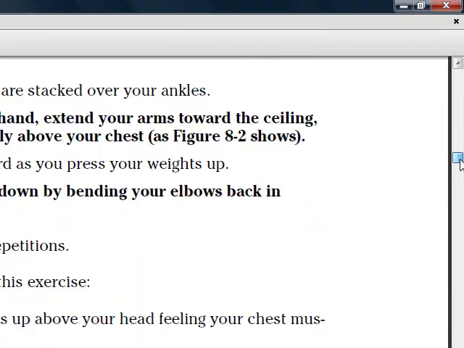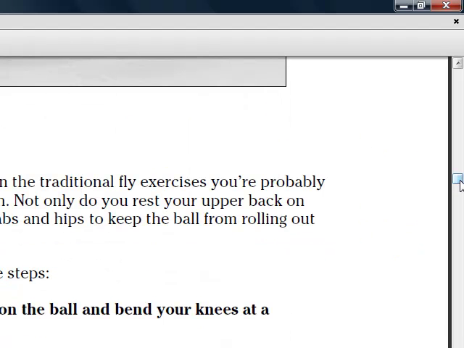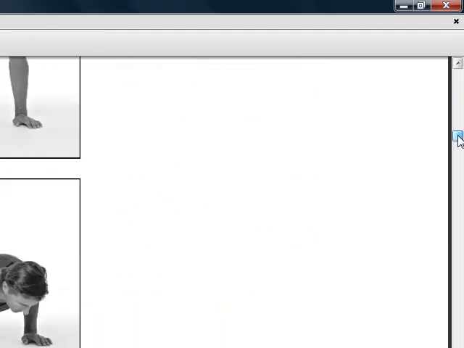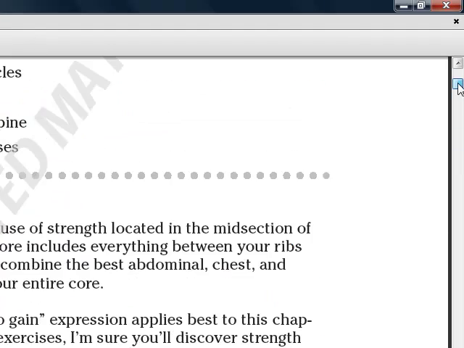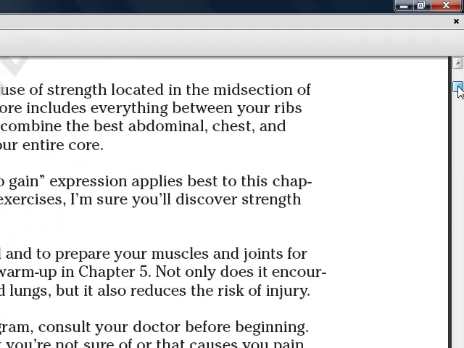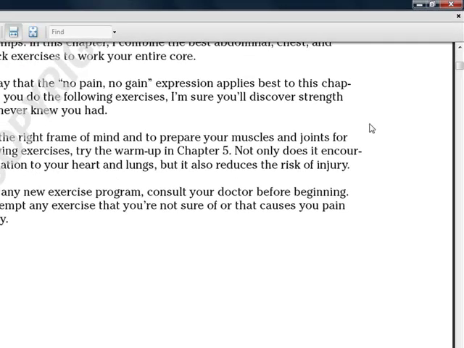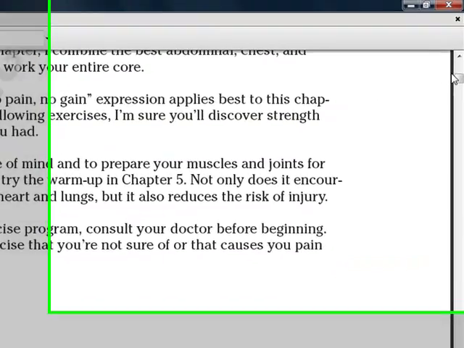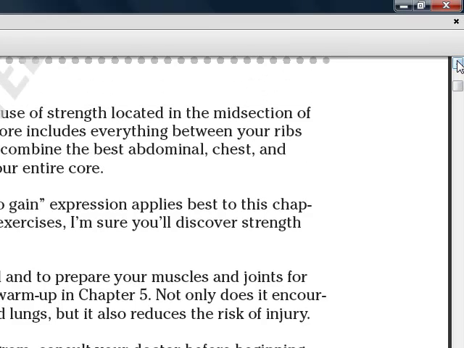Language-wise, what you want to look at is tone and attitude. Attitude is going to be very positive. They want you to feel good about what you're doing. So up here, they talk about getting you in the right frame of mind, encouraging you to do well. The tone, if you read it, it is not incredibly serious.